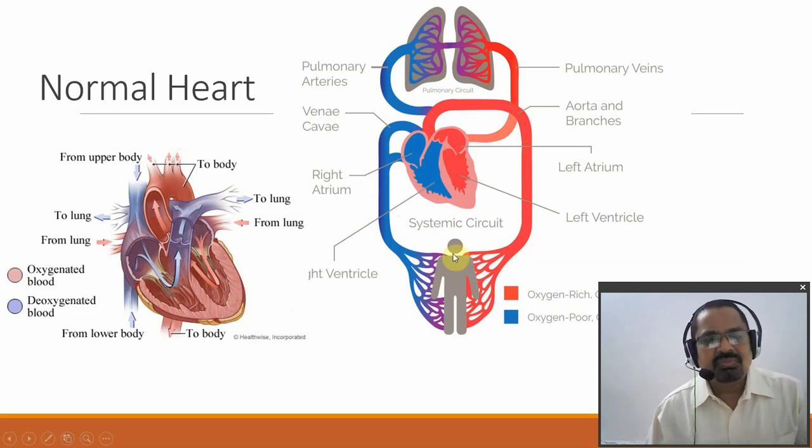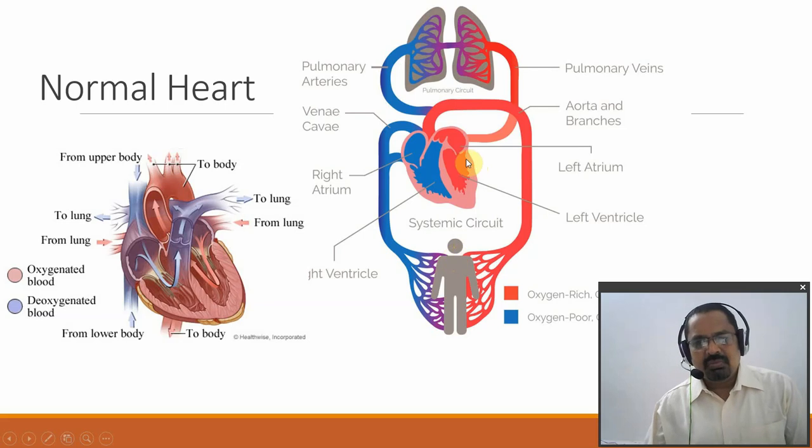Now there can be an abnormality in the ventricular part, this part or this part. The majority of the time it is the left side, the left ventricle, about two-thirds of the time, and one-third of the time it can be in the right ventricle. There can be thickening of the wall, there can be thinning of the wall, and this part of the heart cannot function as a normal pump.